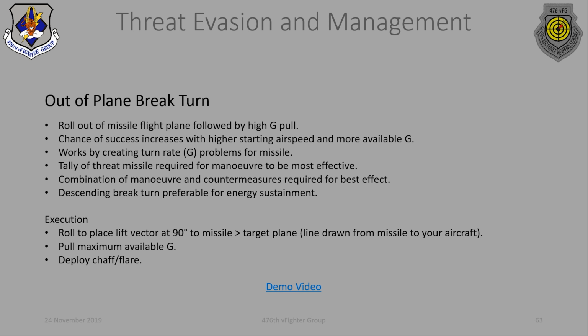So, execution then, you roll to place the lift vector 90 degrees to the missile target plane. So basically, if you draw a line through space between the missile and you, that line is the missile's plane of flight. So 90 degrees in reference to that, and pull. Maximum available G. Obviously, in the A10 or any other aircraft without digital FCS, don't over G or over AOA the jet, because that'll be counterproductive. Pull as much G as you can while staying in control, and then kick out the chaff and or flare.